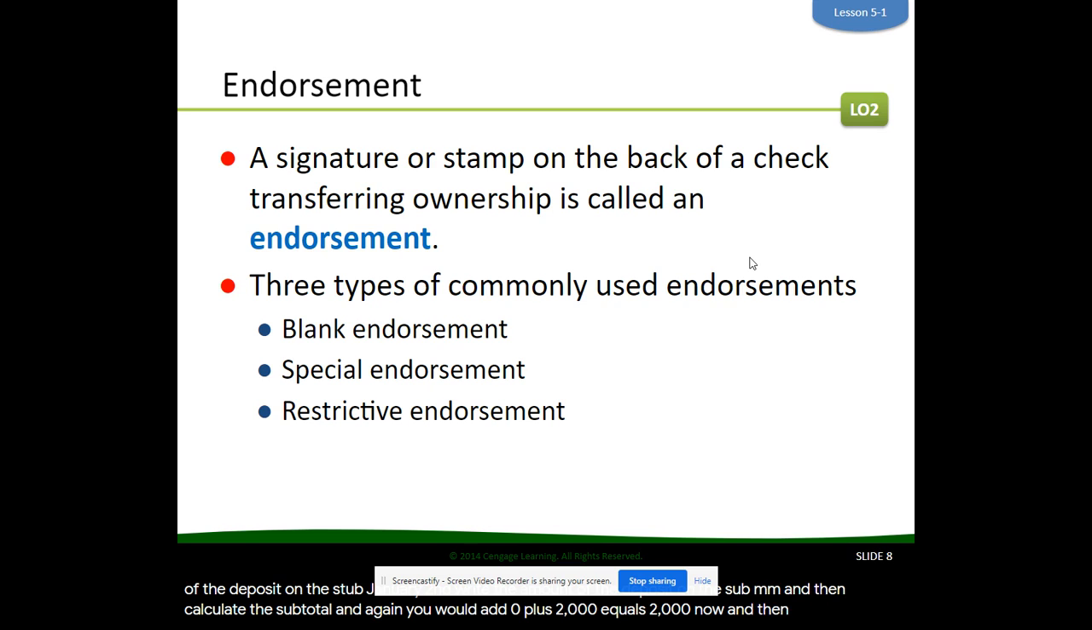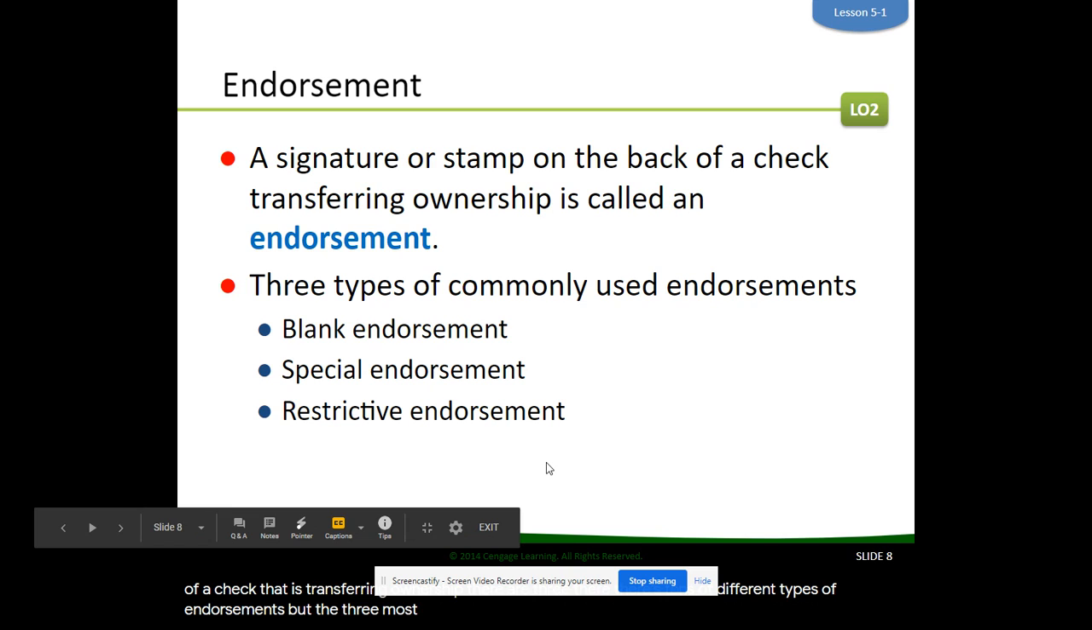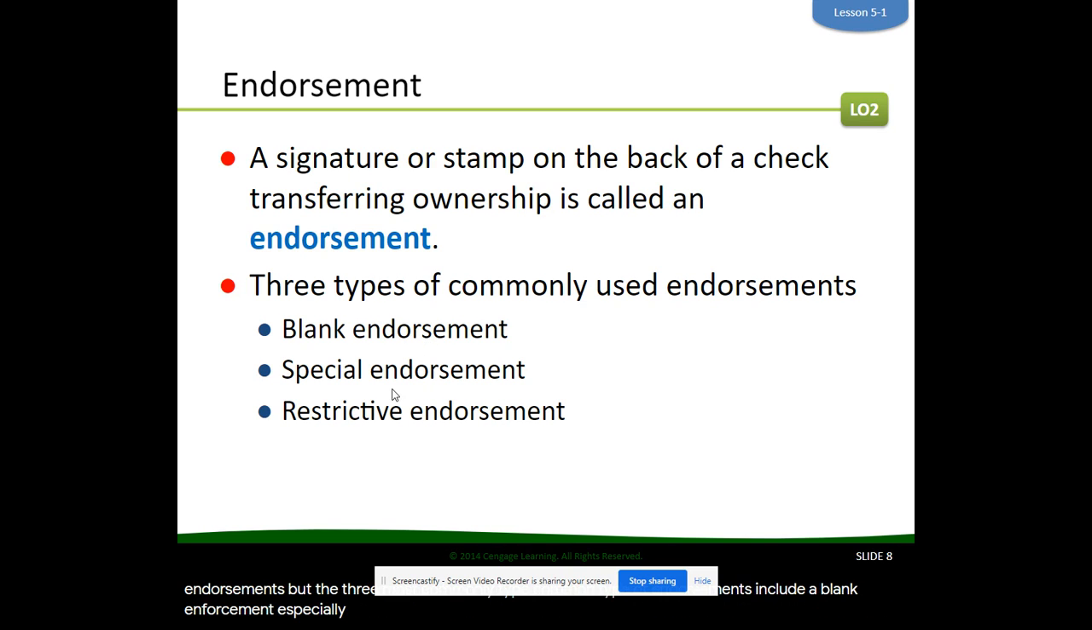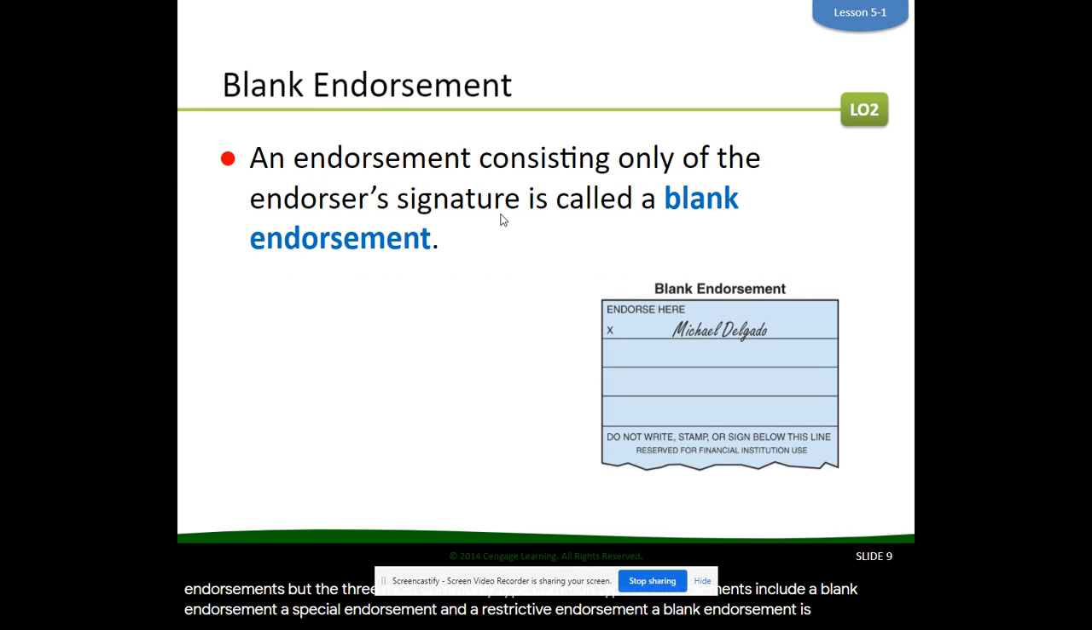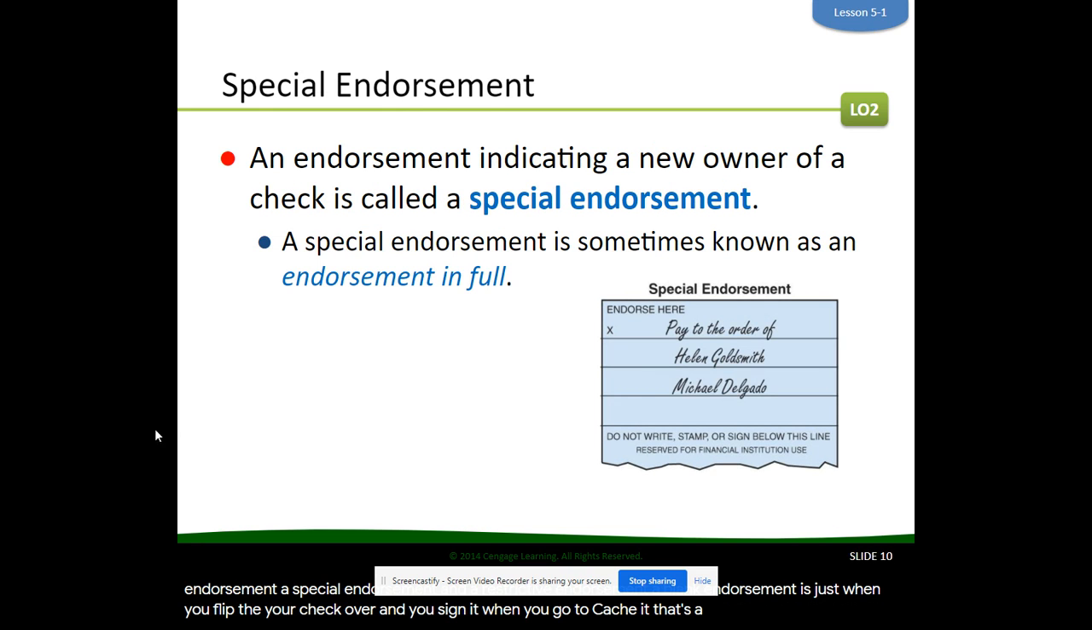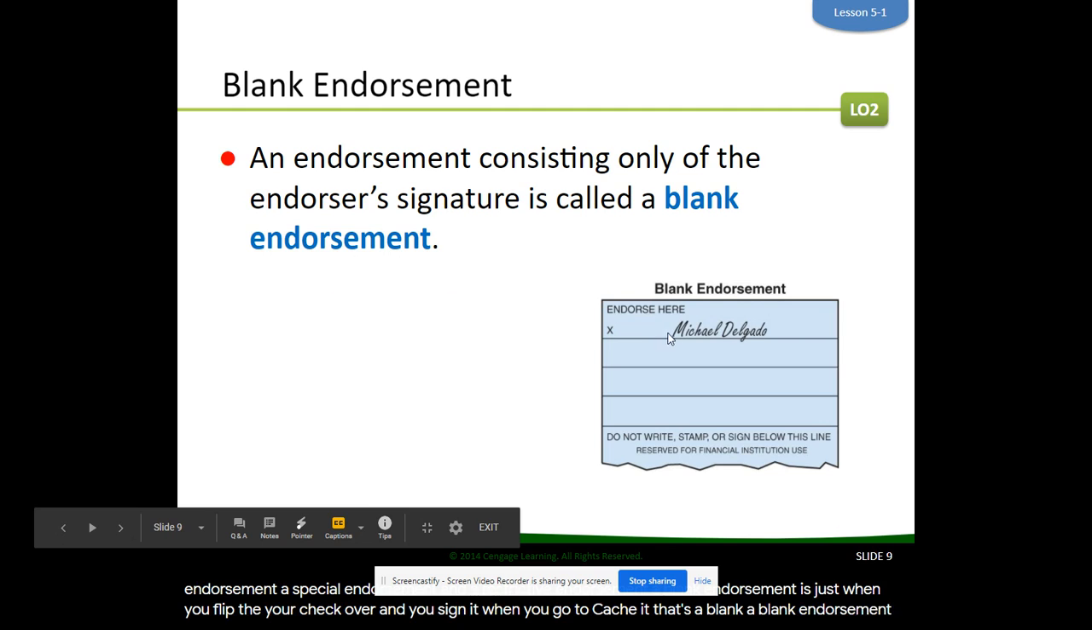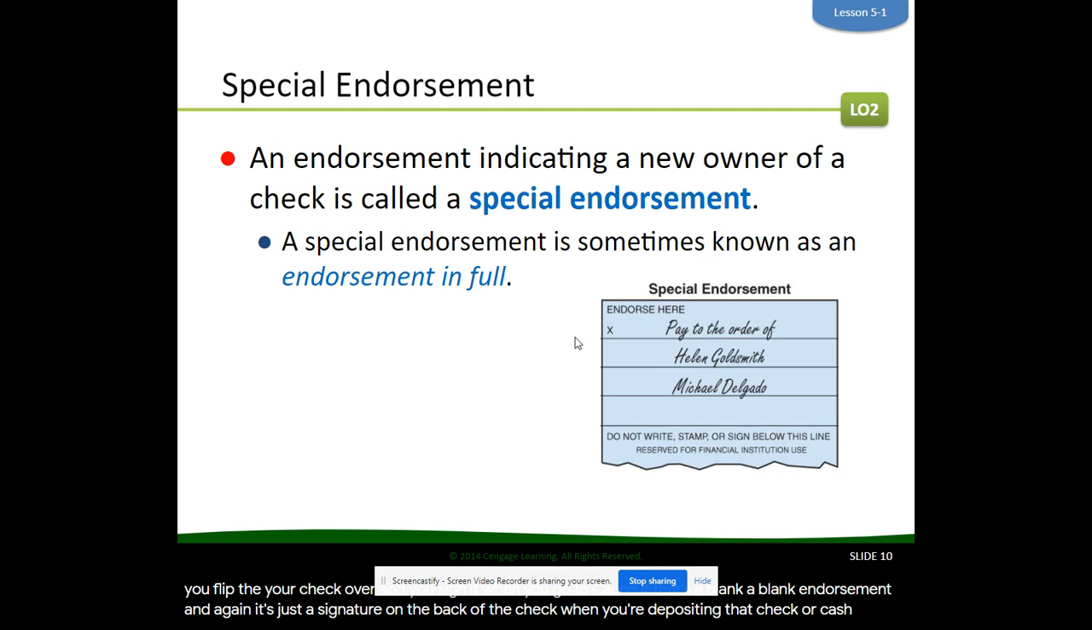Now, an endorsement is a signature or stamp on the back of a check that is transferring ownership. There's tons of different types of endorsements, but the three most common types include a blank endorsement, a special endorsement, and a restrictive endorsement. A blank endorsement is just when you flip your check over and you sign it when you go to cash it. That's a blank endorsement. And again, it's just a signature on the back of the check when you're depositing that check or cashing it.